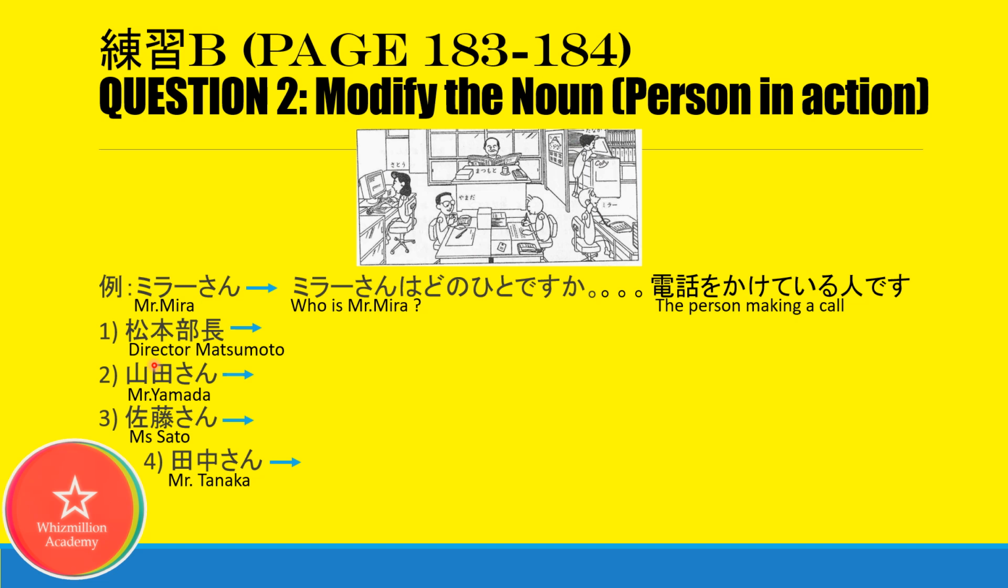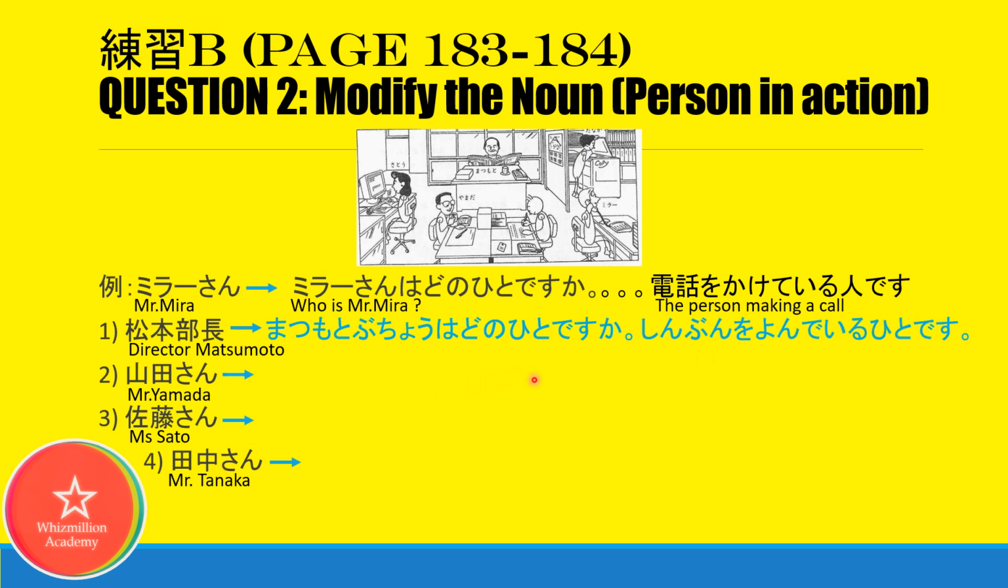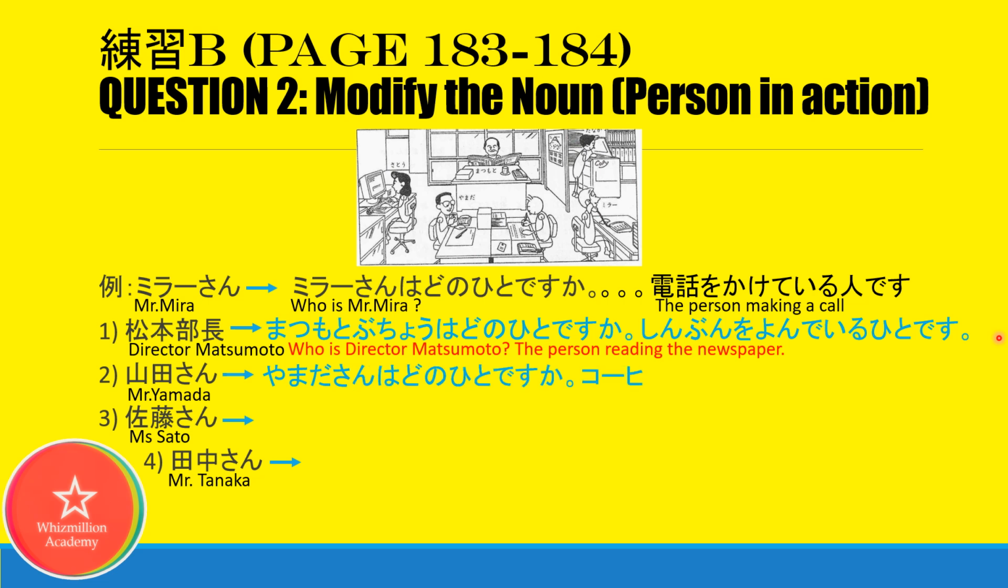First person is Matsumoto Bucho. Director Matsumoto is reading a newspaper. So the answer is Matsumoto Bucho wa どの人ですか? 新聞を読んでいる人です。Who is the director Matsumoto? The person reading the newspaper. Question number 2, Yamada-san. Yamada-san はどの人ですか? Who is Mr. Yamada? コーヒーを飲んでいる人です。The person drinking coffee.